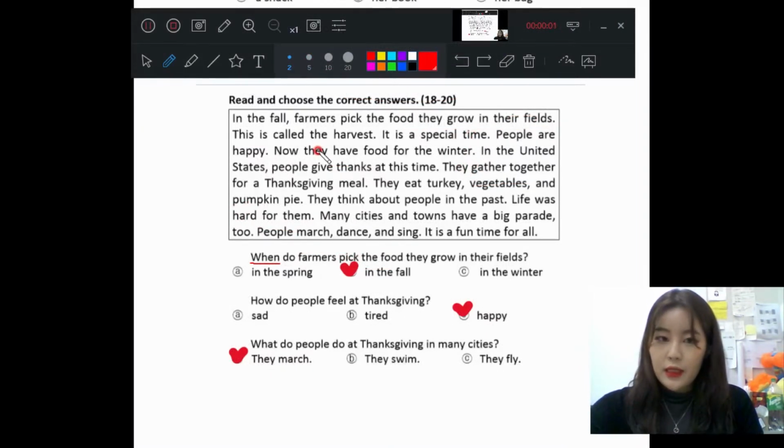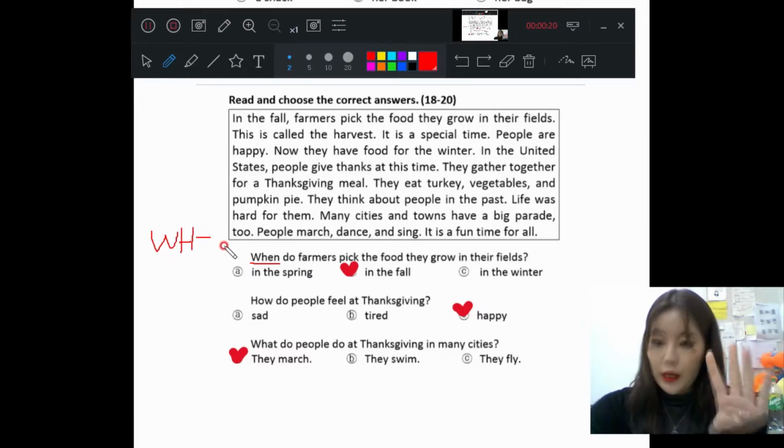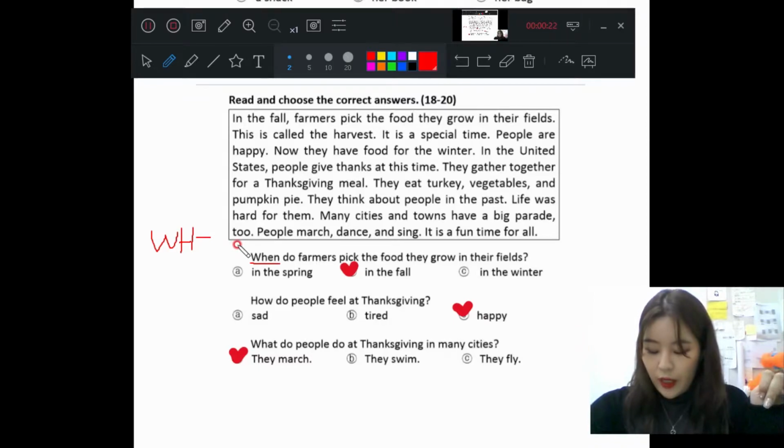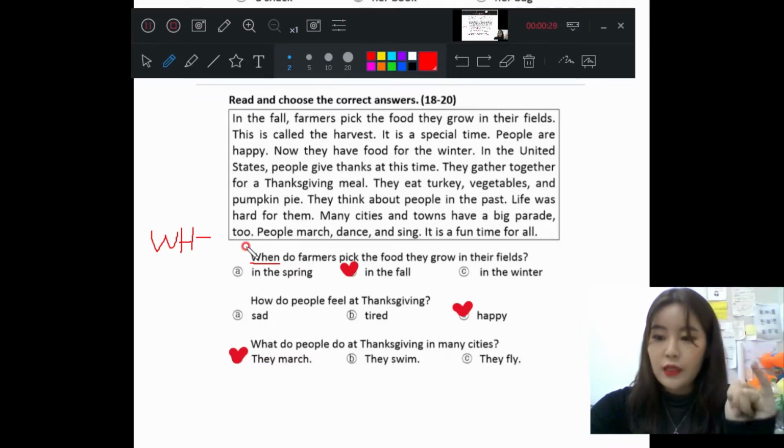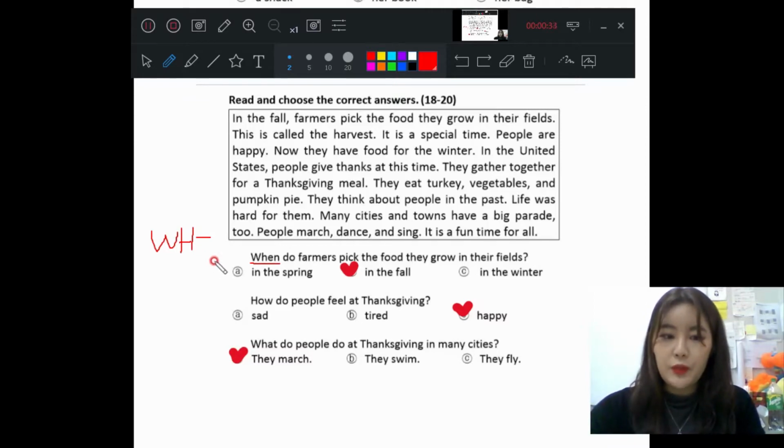Okay guys, the next passage. Let's read the first question. When do farmers pick the food they grow in their fields? So they're asking the when, 언제, okay? And do you guys remember the WH questions? Yes. Let's say it aloud. What, when, where, who, why, and the 깍두기, how. And we also learned the extra one, which, right? Hopefully you guys remember them too.